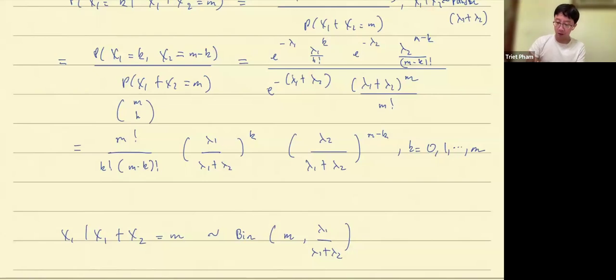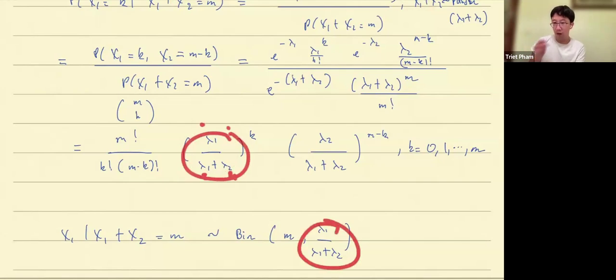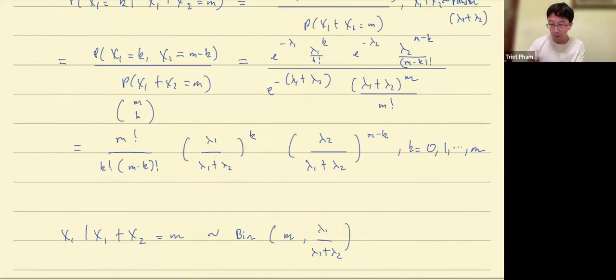Well, of course, it goes without saying that you should notice this number, because lambda 1 and lambda 2 are positive, this number is between 0 and 1. So it fits the choice for a probability.